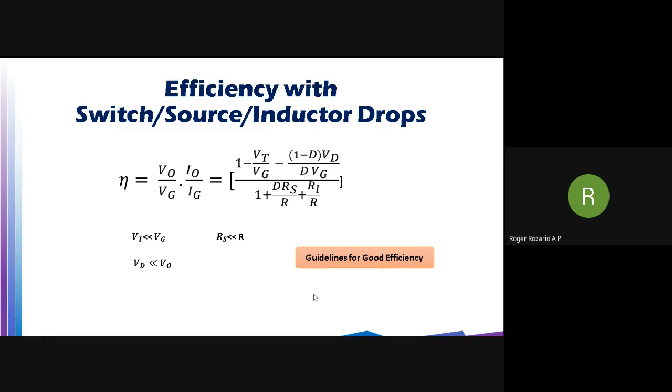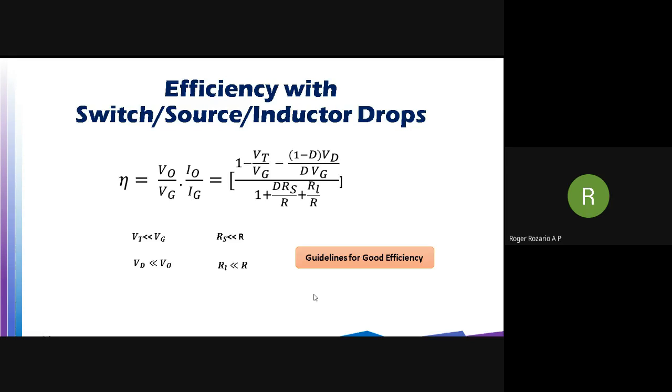Your third guideline for achieving good efficiency is your source resistance should be less than the load resistance R. And the fourth guideline for achieving a better efficiency in the DC to DC converter with these non-idealities is the inductor resistance should be less than the load resistance.